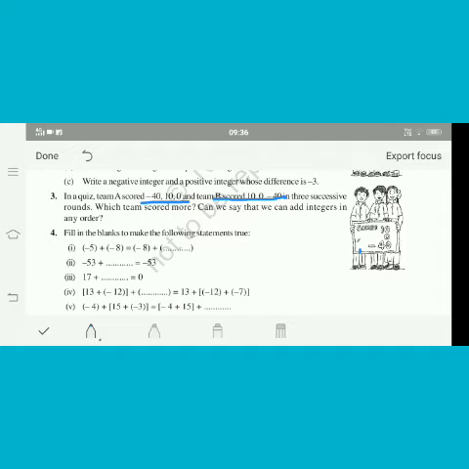So team B's score is 10, 0, and -40. It's the same, because the numbers are the same, so it will be -30 again.